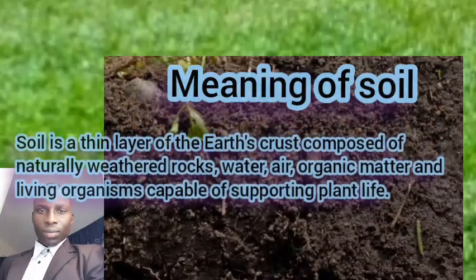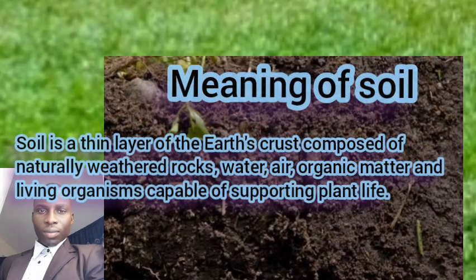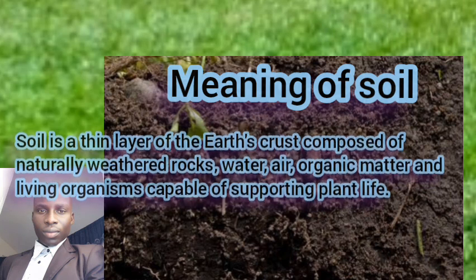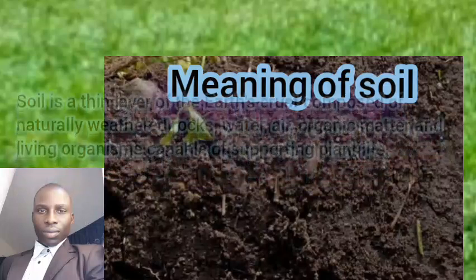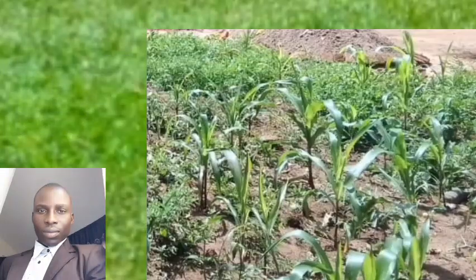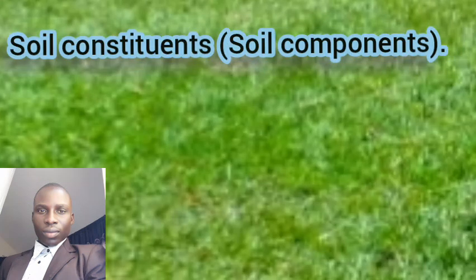Soil is a thin layer of the earth crust composed of naturally weathered rocks, water, air, organic matter, and living organisms capable of supporting plant life. Soil is most especially used for planting of crops, and as well we use it for other activities. Next on the list, we are going to talk about soil constituents or soil composition.